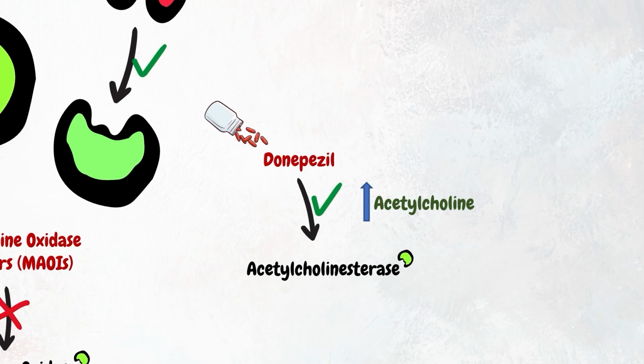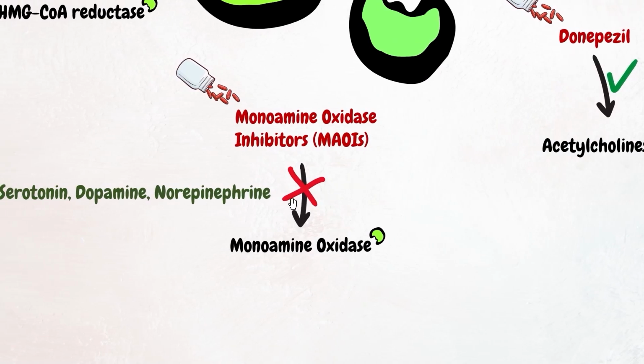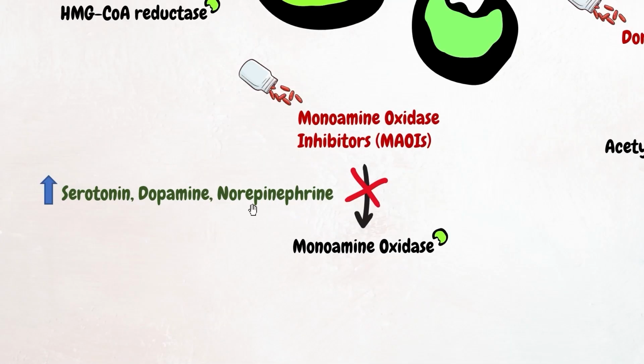This enzyme is responsible for breaking down the neurotransmitter acetylcholine in the brain. So by inhibiting acetylcholinesterase, donepezil increases the concentration of acetylcholine in the brain, which can help improve cognitive functions in the patients with Alzheimer's disease. So the third example we have is monoamine oxidase inhibitors, which are a class of drugs that target enzymes involved in neurotransmitter degradation, like the previous one we have discussed.